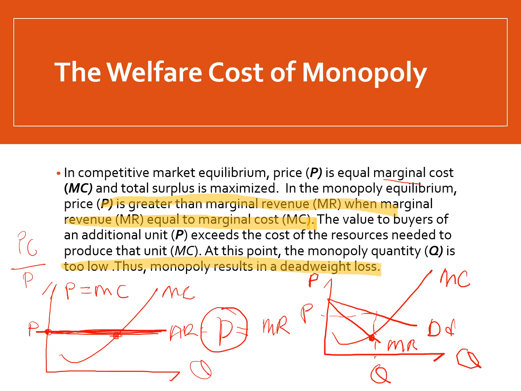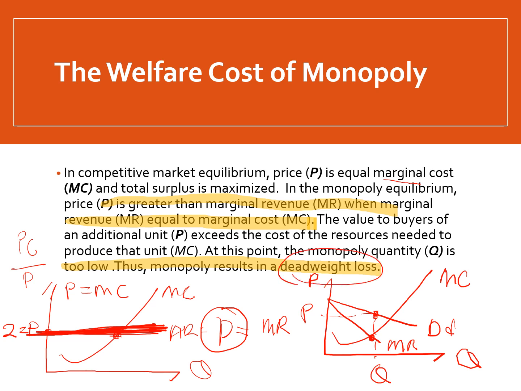So for the case of perfect competition just now, no matter what your price is, for example the price here is RM2, it is in the market, so you can produce as much as you want. But for the case of the monopoly, it is different, because here the P is greater than the marginal revenue. Okay, the price is bigger than your marginal revenue. So that's why it says that for additional units, at this point the monopoly quantity is too low, thus monopoly results in deadweight loss.